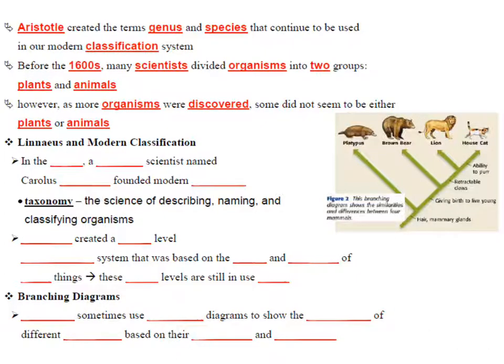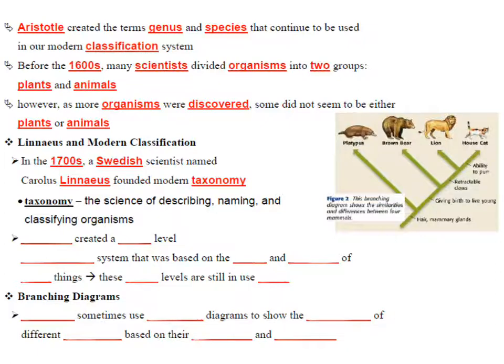Okay, so now the scientist who is considered to be essentially the father of the modern classification system that we use today is a Swedish scientist by the name of Carolus Linnaeus. In the 1700s, Carolus Linnaeus founded the modern science subfield of biology known as taxonomy. Taxonomy is a subfield of biology where organisms are described, named, and classified.